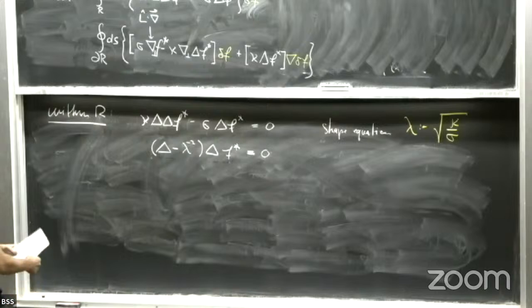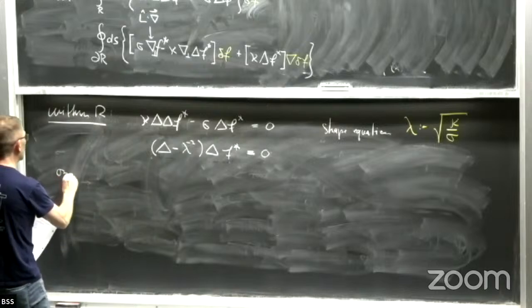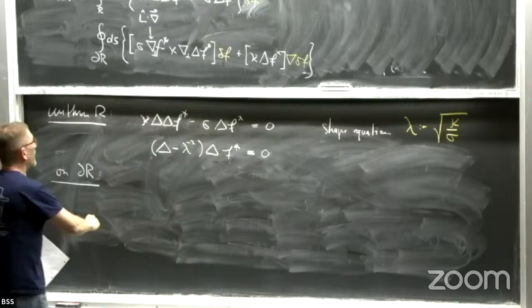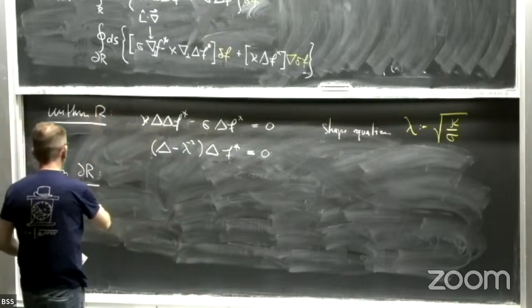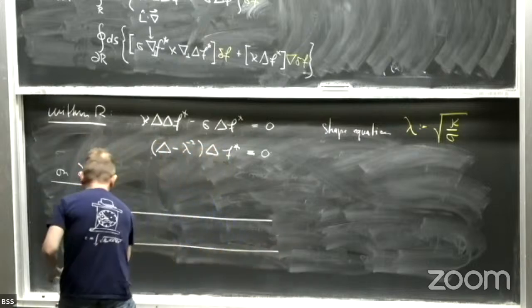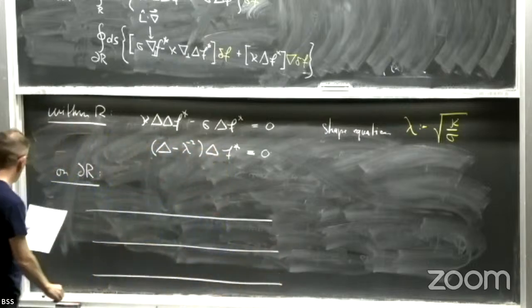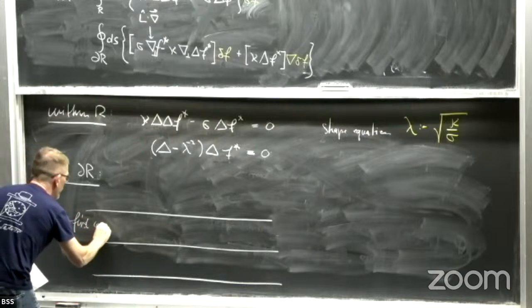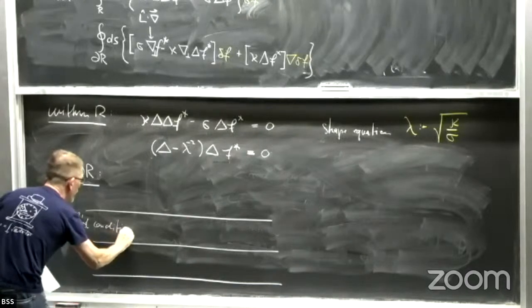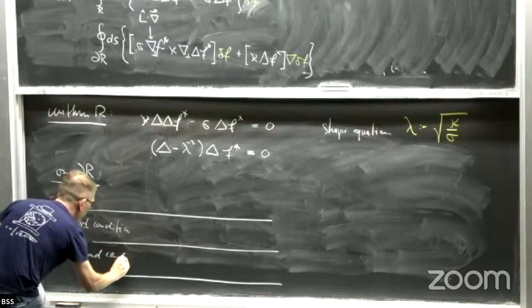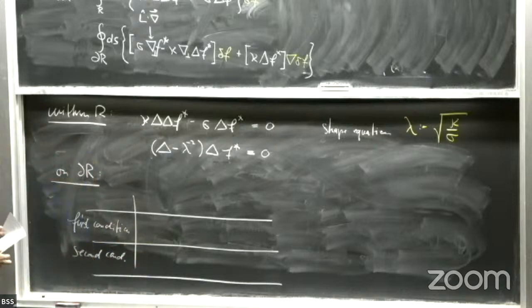And this gives me, on delta r, on dr, conditions that you could write down like this. There's two things that have to vanish. That gives you two conditions. A first condition and a second condition. The first condition comes from here.